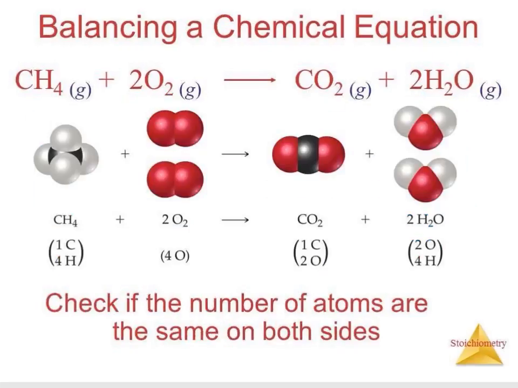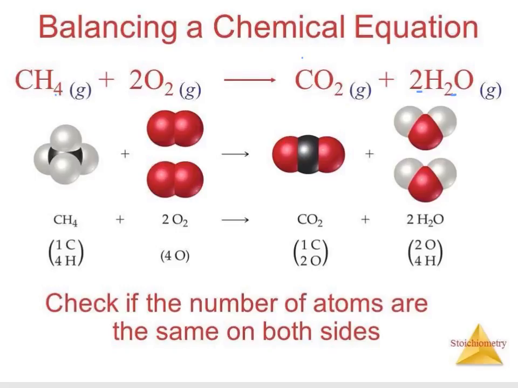Lastly, once the exact coefficients are added, we check if the number of atoms is the same on both sides. So for the case of carbon, carbon on the reactant side has only 1, carbon here also 1. Balanced. We check for the case of hydrogen. Hydrogen on the reactant side has 4, and on the product side, that gives you 2 times 2, that is 4. So we also have a balanced number of atoms for hydrogen.